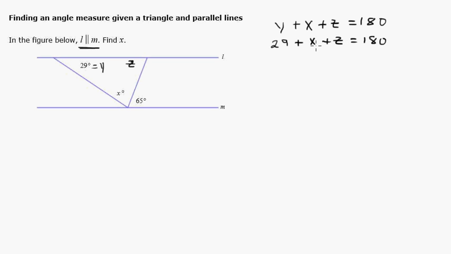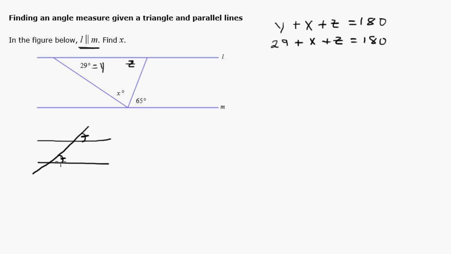Okay, so we can't solve this equation yet because we have two variables. What we'd like to do is figure out z. If we know z, then we can plug that in, and we have one variable, so we can find x. So here's the deal. When we have two parallel lines, let's assume that they don't curve, and a line cuts through like that, this angle right here is the same as that angle right there.